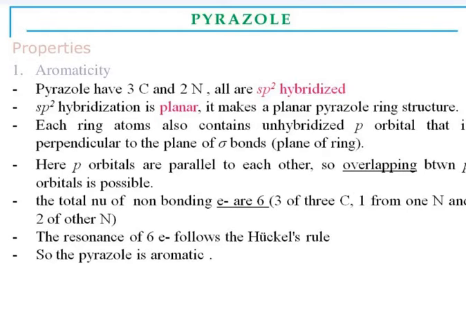Next important point, this point is important for you for objective exams, objective questions. Each ring atom also contains an unhybridized p orbital that is perpendicular to the plane of the sigma bond. Already you have seen, p orbitals are parallel to each other. So overlapping between orbitals is possible. The total number of non-bonding electrons is 6: 3 from 3 carbon, 1 from one nitrogen and 2 from the other nitrogen. Now the resonance of 6 electrons follows the Huckel rule. So pyrazole is aromatic.